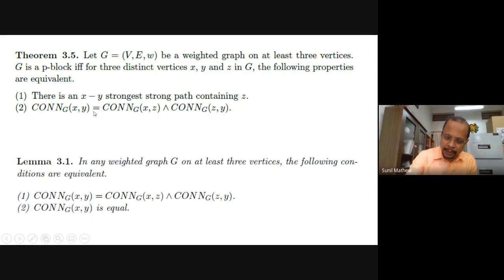Okay, connectivity is transitive. See, connectivity between X and Y, connectivity between X and Z, and that between Z and Y. That means the graph is connectivity transitive. That definition you can find in some of my papers on connectivity transitive networks. So if the graph is connectivity transitive and this condition is satisfied, then they are equivalent. See, this is an if and only if condition for a partial block. If these two are equivalent, it's a partial block and vice versa.